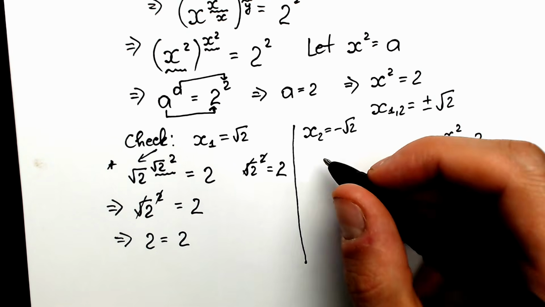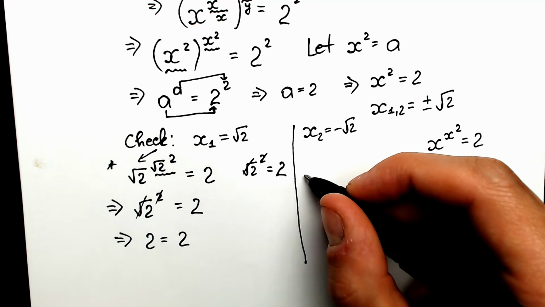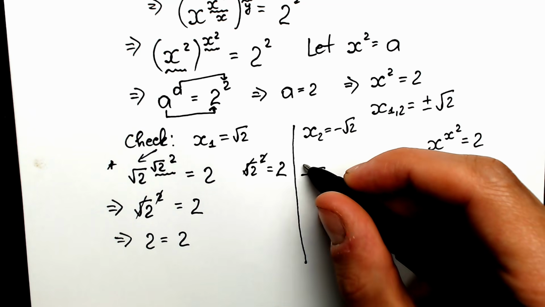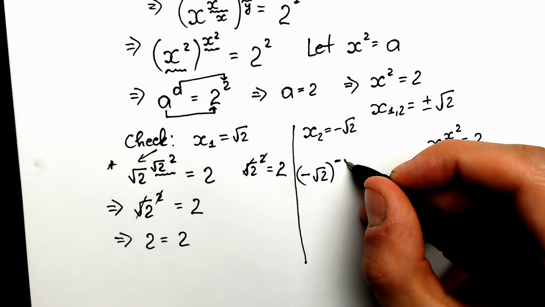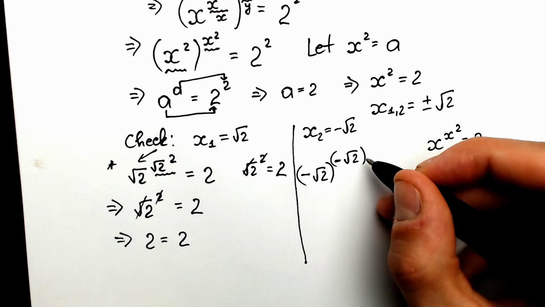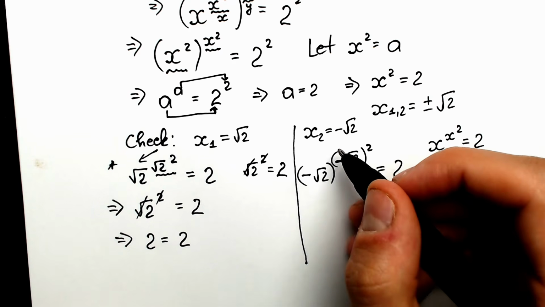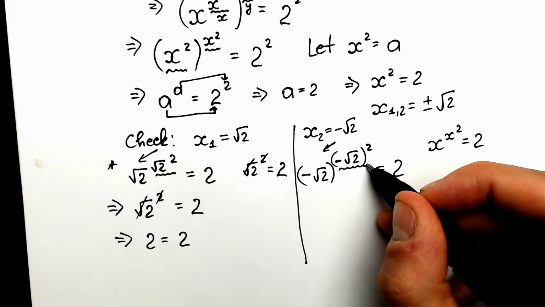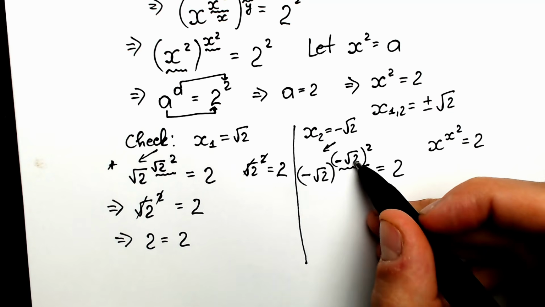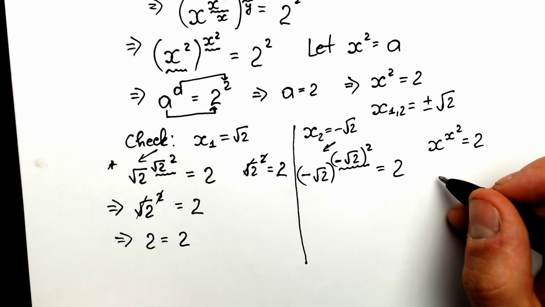Okay, right now let's check our x second equal to minus square root of 2. So let's do it. So instead of this x, we plug in this minus square root of 2. So minus square root of 2 to the power minus square root of 2 to the power 2 equal to 2. Okay, so according to the same logic, we can start from the top to the bottom. So we're gonna simplify this expression, minus square root of 2 to the power 2.